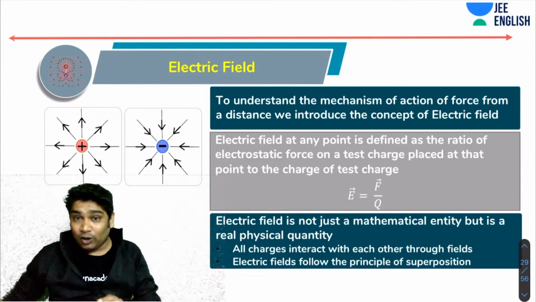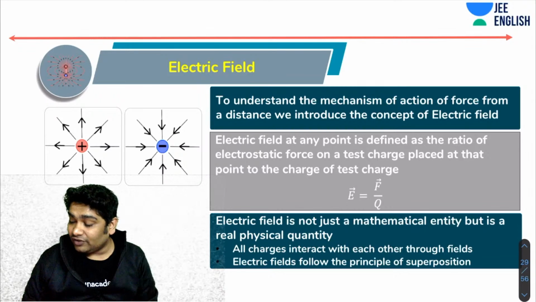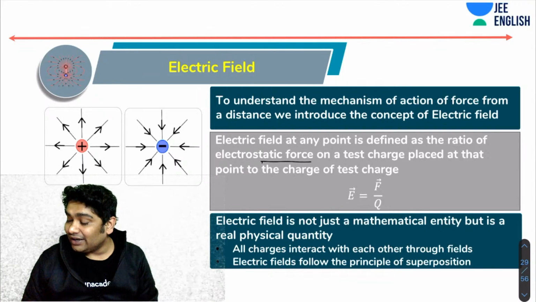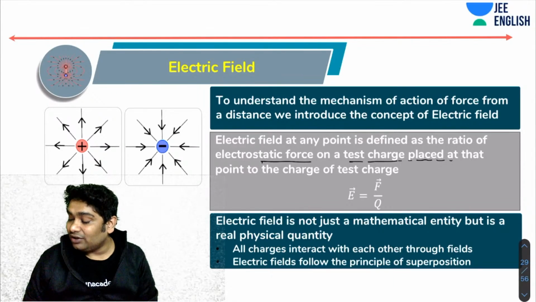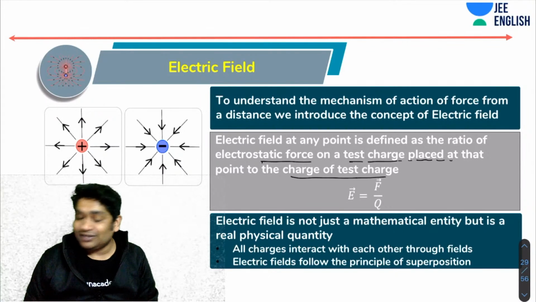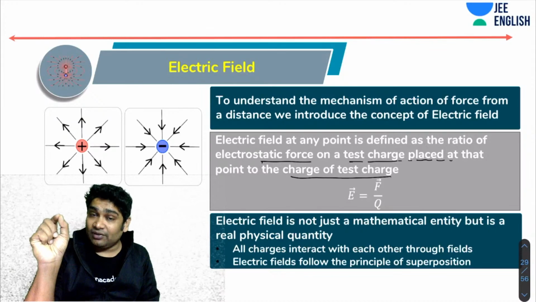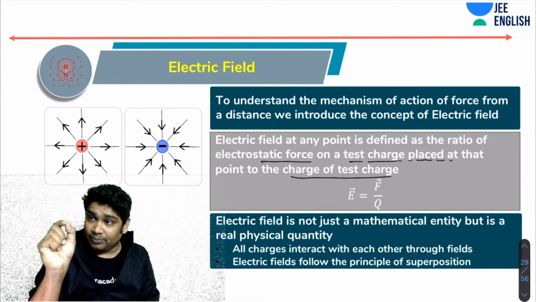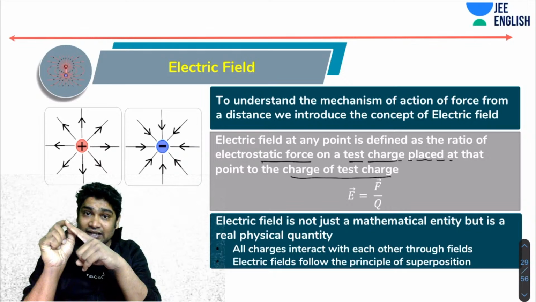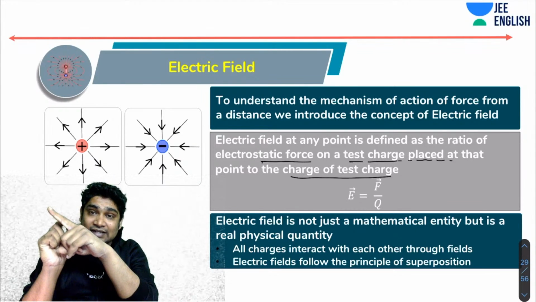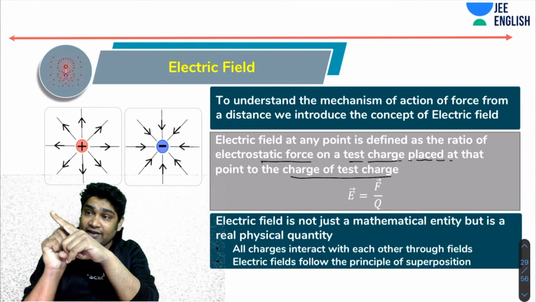Electric field at any point in space is defined as the ratio of the electrostatic force on a test charge placed at that point to the charge of the test charge. Okay. So if somebody asks me what is the electric field strength here, I'll bring a Q charge here. Let's say it feels a force F. Then I'll say the electric field here is defined as F over Q.